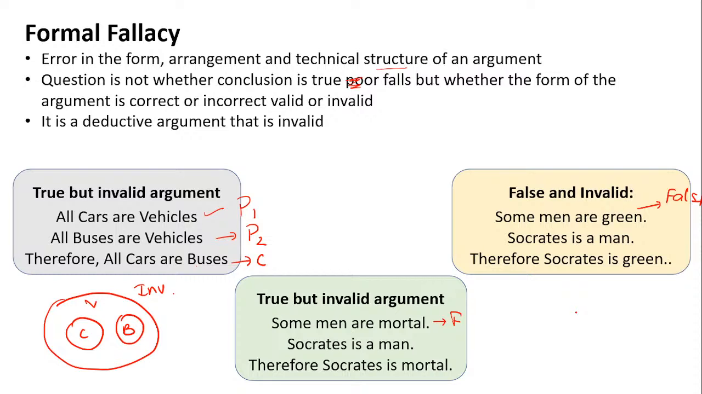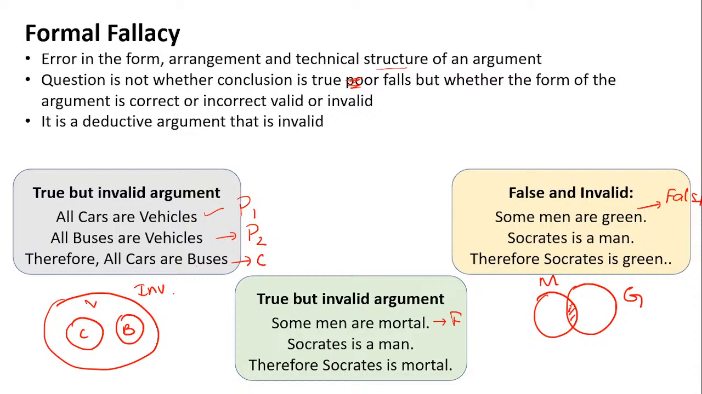This is the circle of men. This is the circle for green. I am saying some men are green, and Socrates is a man, therefore Socrates is green. If you look at the man Socrates, he is somewhere in the circle of man. So he can come here also, and he can come here also.